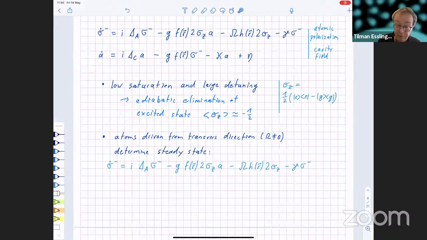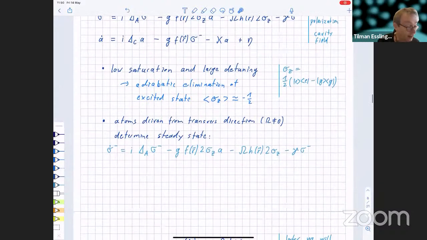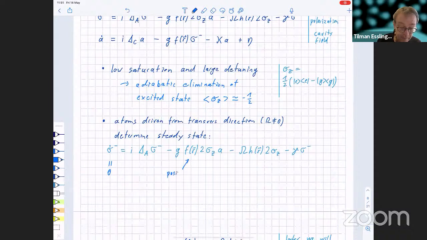Atoms are driven from the transverse direction. So the omega is unequal to 0, and we determine the steady state by setting this to 0. And this is the position of the atom. One has to remind oneself that it changes slowly. This might also be an operator; for BEC we need to treat it as an operator. And this is -1.